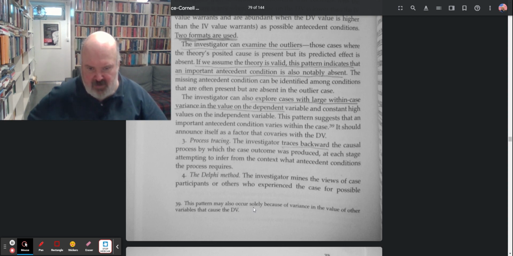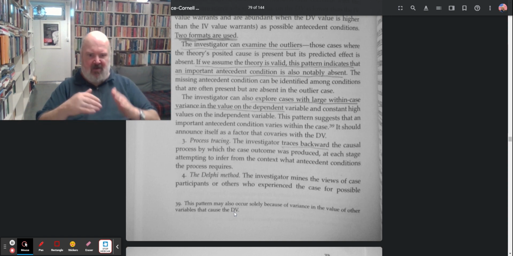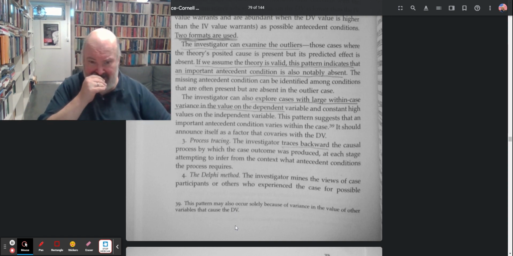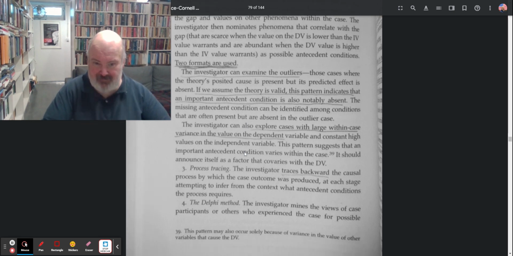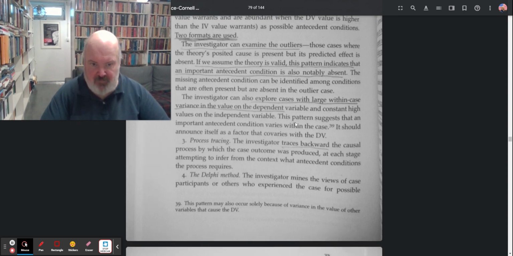This pattern may also occur solely because of variance in the value of other variables that cause the dependent variable. So again, there might be intervening variables that could be causing that as well, right? So again, just within case variance on the dependent variable and constant high values of the independent variable, this pattern suggests that the important antecedent conditions vary within the case.